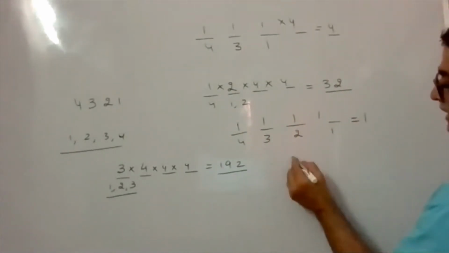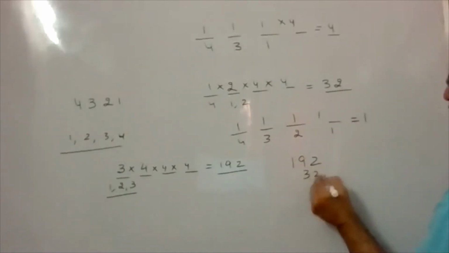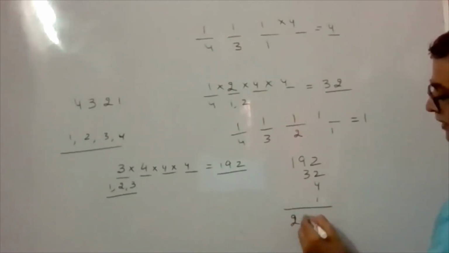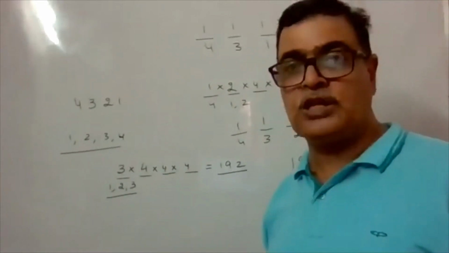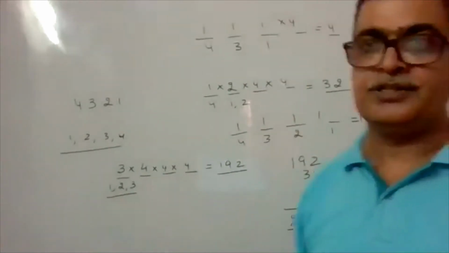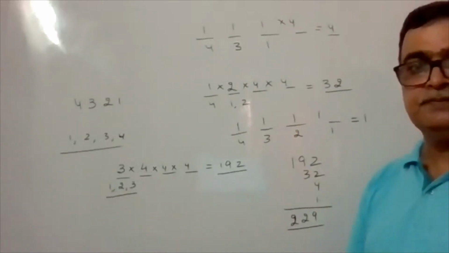So how many numbers are there? One is 192, another is 32, and 4 is here and 1 is here. 229 is the total numbers we have, which will be not exceeding 4,321 and they will be of 4 digits.